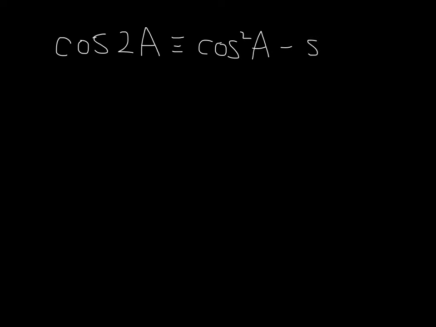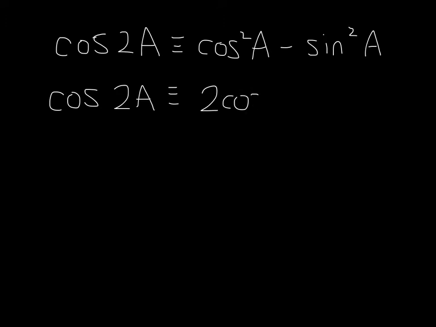So your first question: by doing a similar thing with the cos equation, can you prove that cos of 2A is equivalent to cos squared A minus sine squared A? Have a look at that first. Pause the video and have a go. Then from there, can you show that this must be the same as 2 cos squared A minus 1, and it's also equivalent to 1 minus 2 sine squared A?